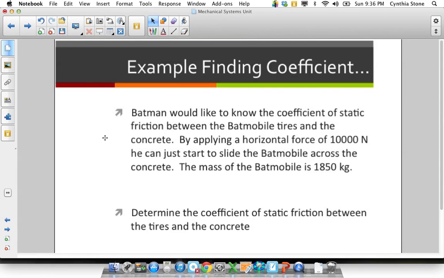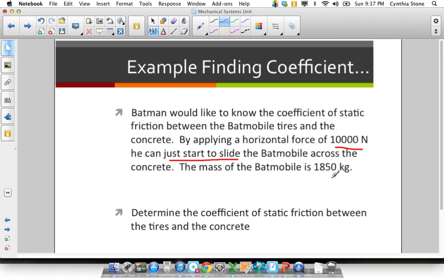Anyway, in this example, we're looking at static friction, okay? It says, Batman would like to know the coefficient of friction between the Batmobile tires and concrete. So he applies a horizontal force of 10,000 newtons. When he does that, he can just start to slide. That "just start to slide" line right there is the key that you're looking for, that you're dealing with static friction. It tells me that this must be Fs.